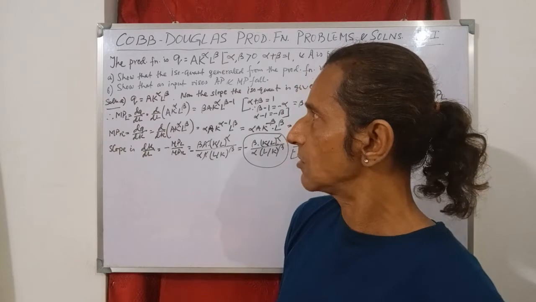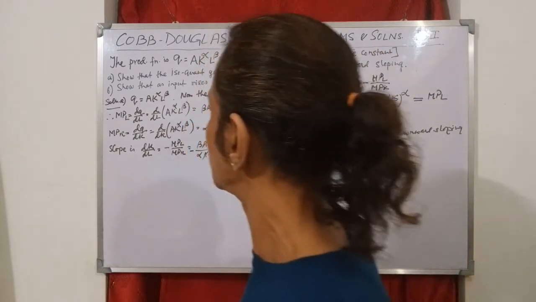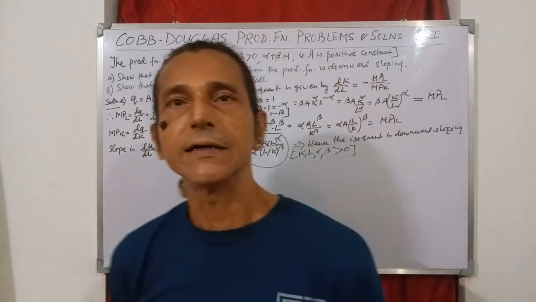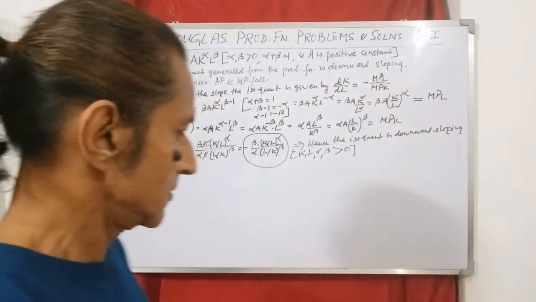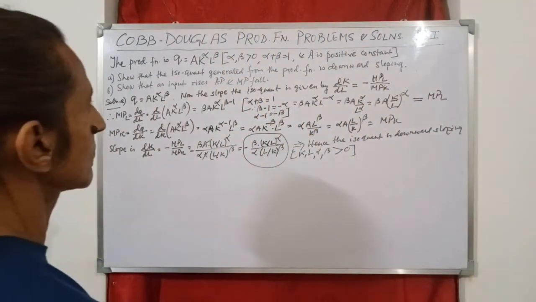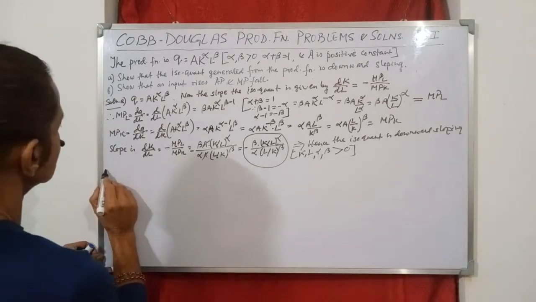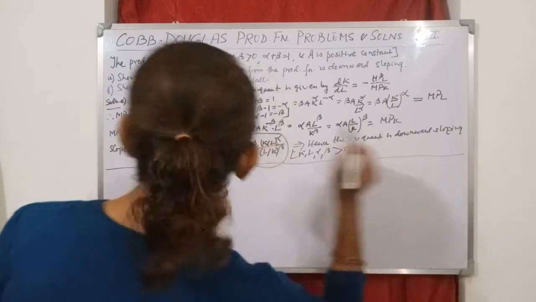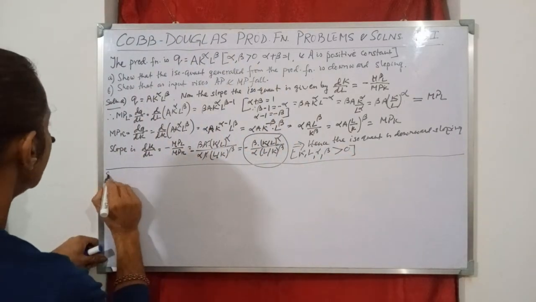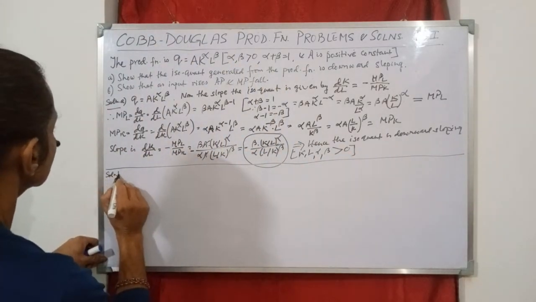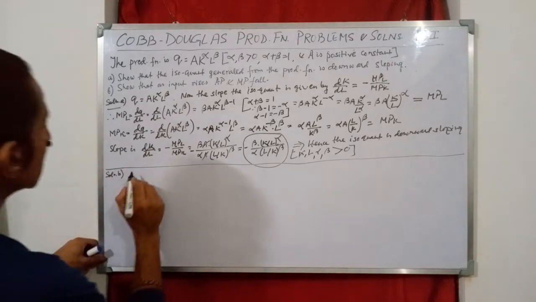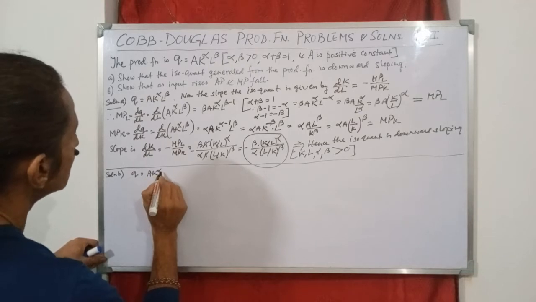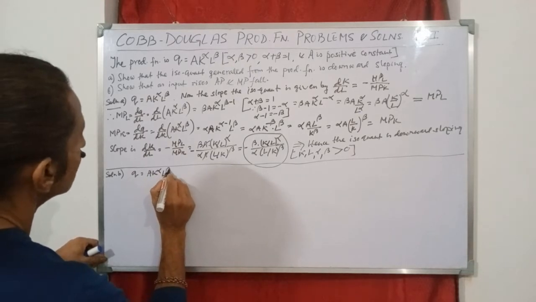Now I am going to solve part B. What is part B? Show that as input rises, AP and MP fall. This is solution B. Now Q equals A K to the power alpha L to the power beta.